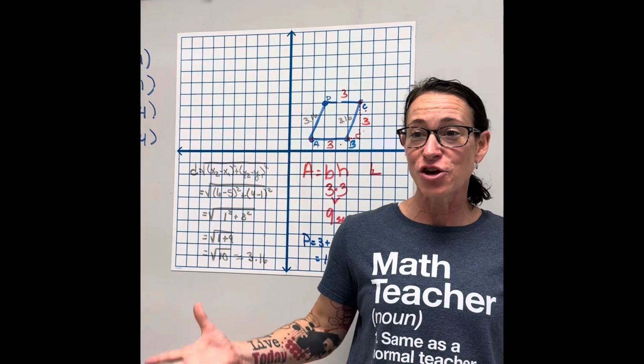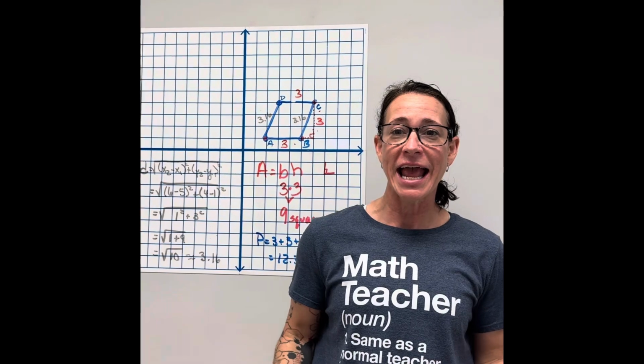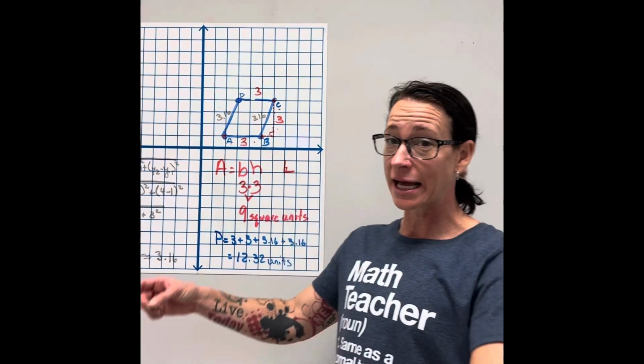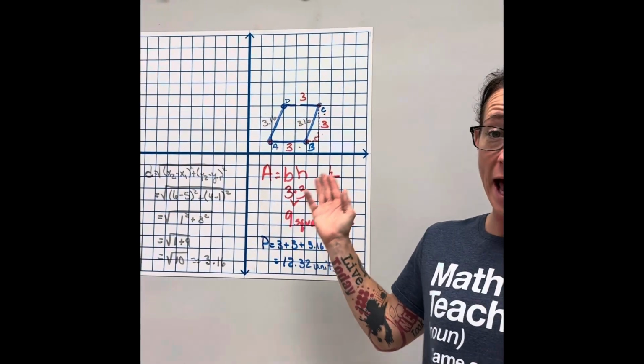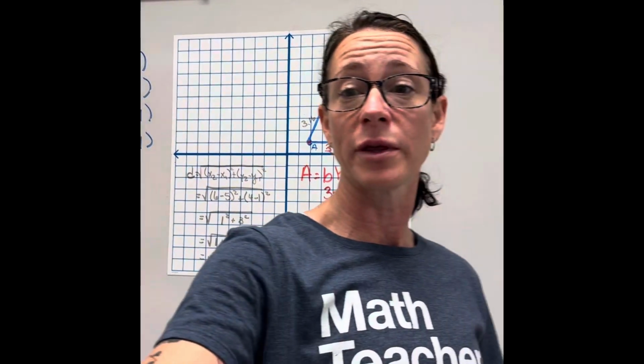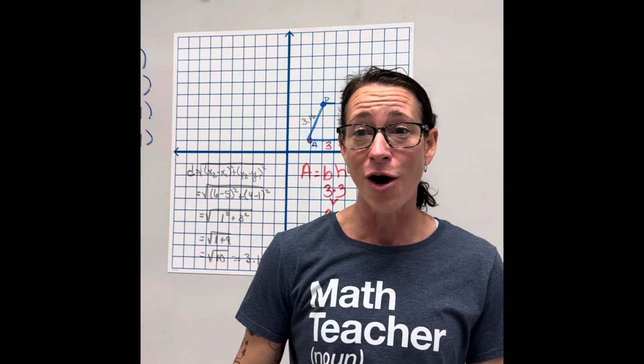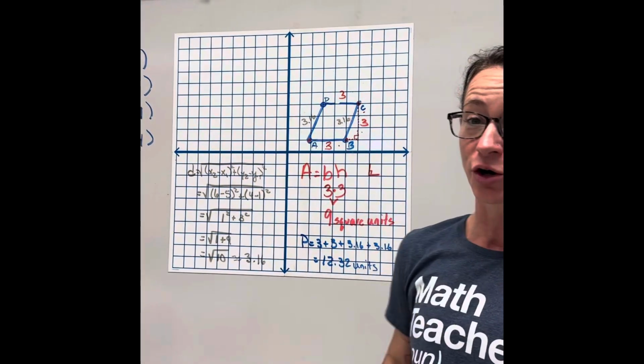You did it! You plotted, calculated, and conquered the parallelogram. So remember, use the base times height formula for area, add all the sides with the distance formula, if needed, for the perimeter, and always label your points.